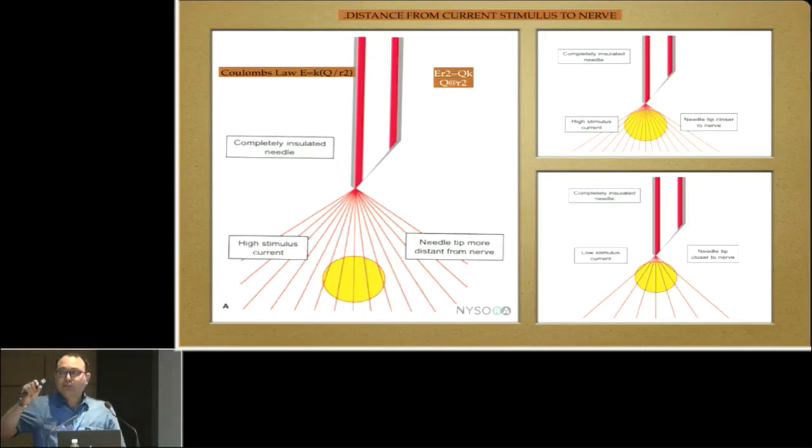Now, initially we set the current at 1 milliamp and we look for the twitches. Now we gradually decrease the current and we look for the twitches at 0.4 milliamps. And if we get the twitches at 0.4 milliamps, we inject the local anesthetic.